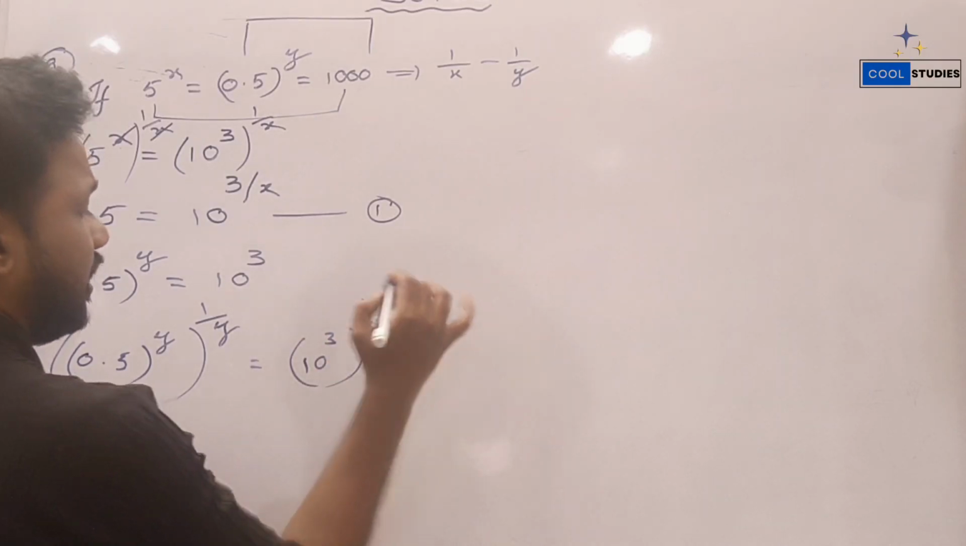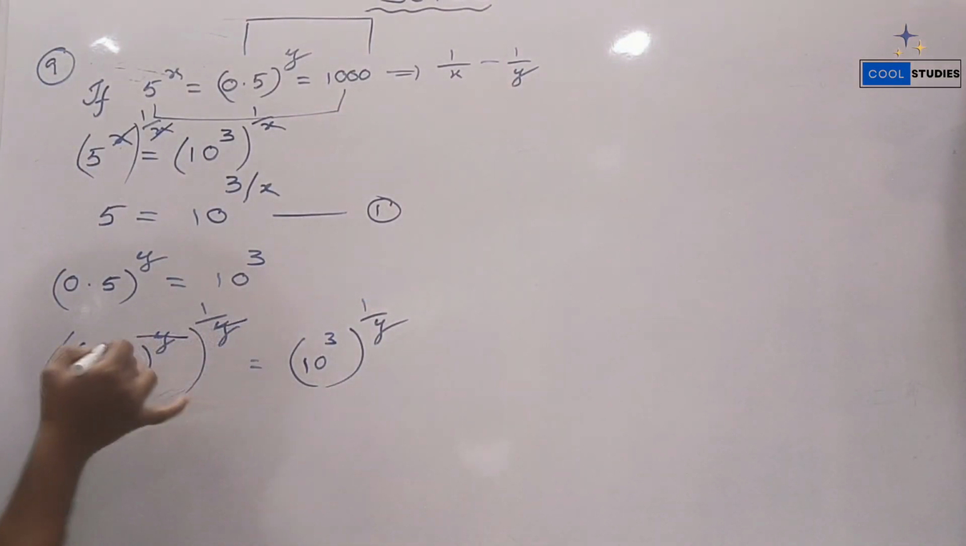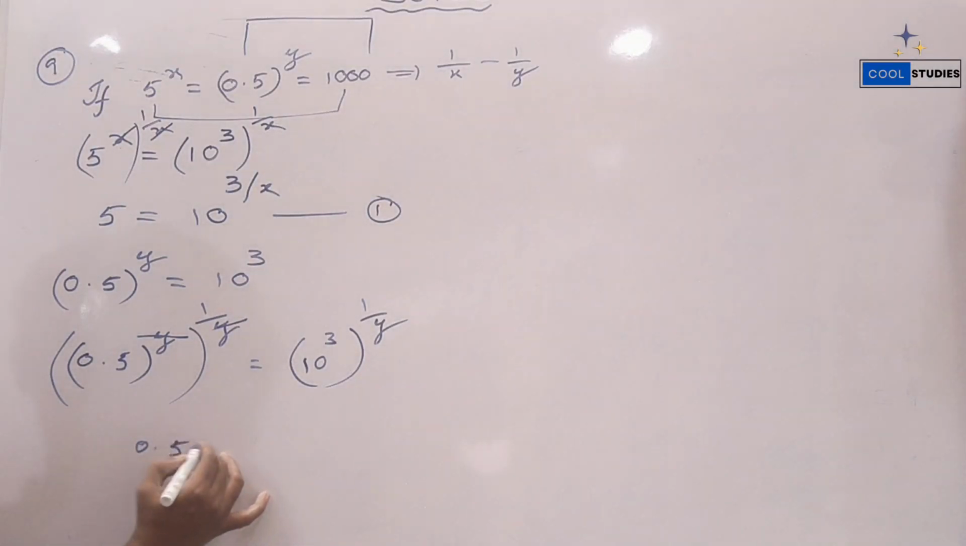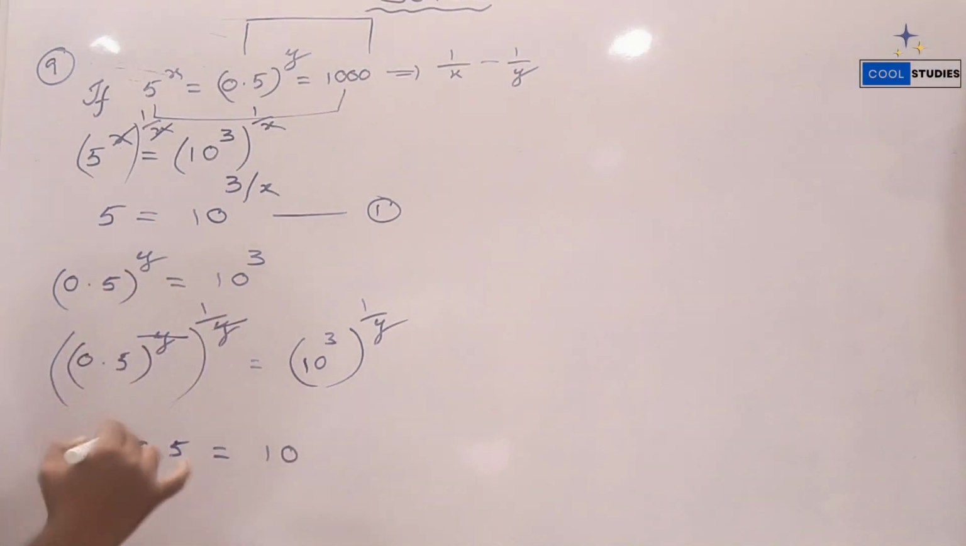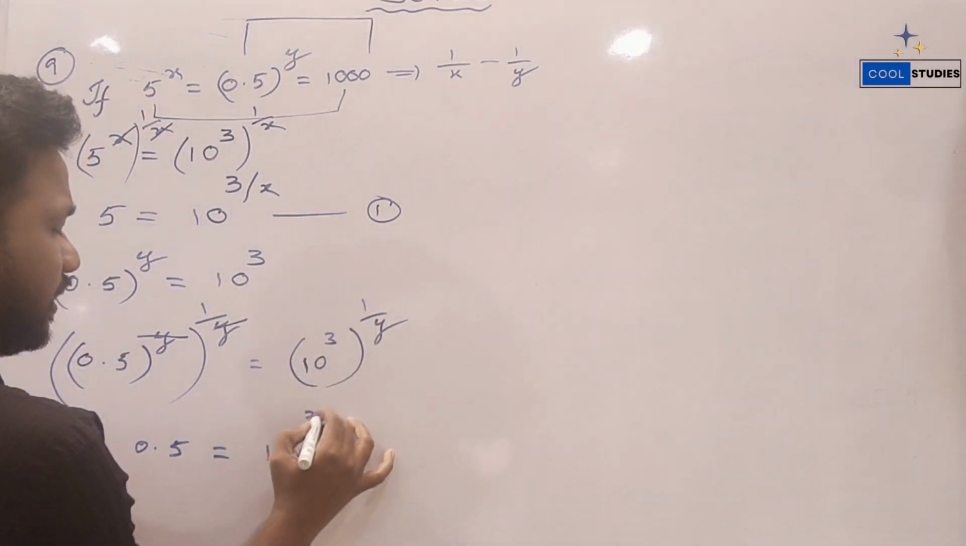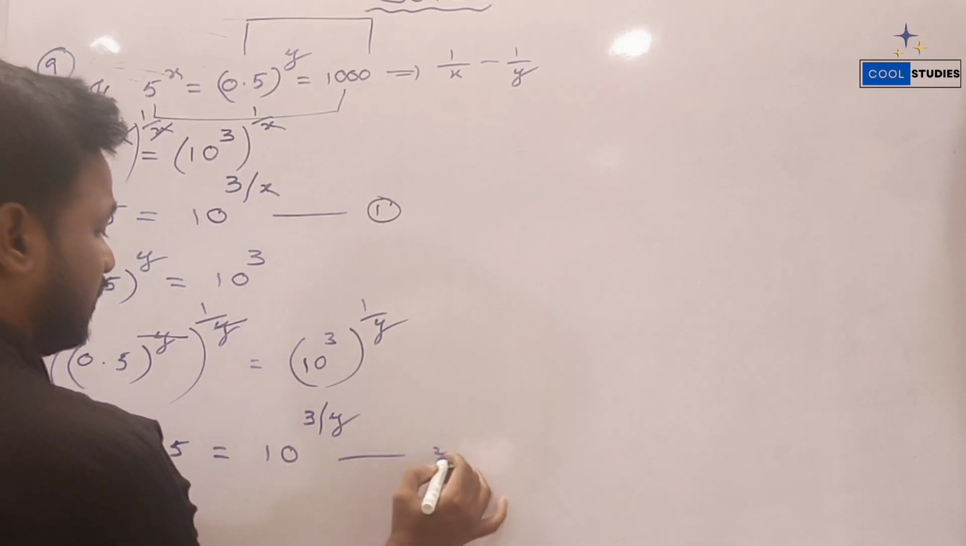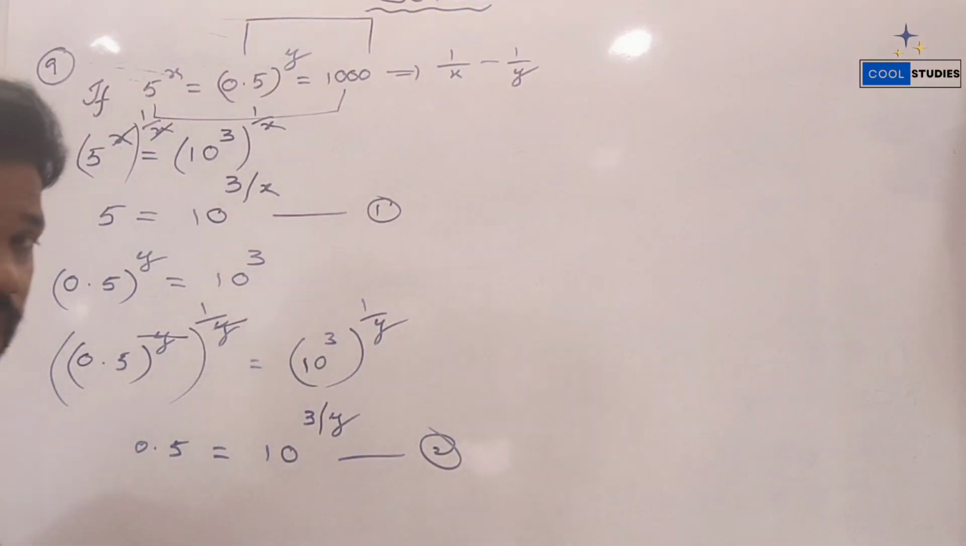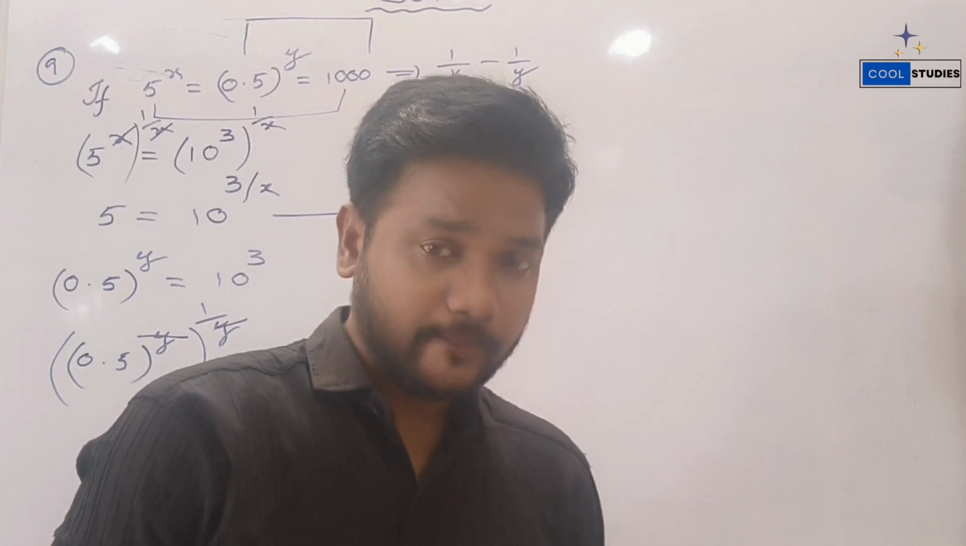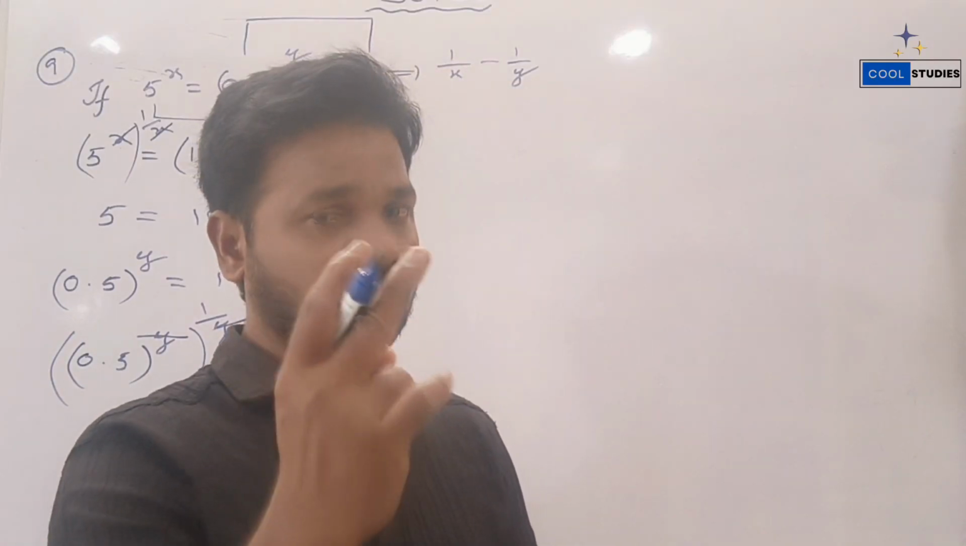I am taking the powers as 1 by y on both sides. Then y cancels. So 0.5 is equal to 10 power 3 into 1 by y. Let us consider this equation 2. Now I have equation 1 and equation 2.